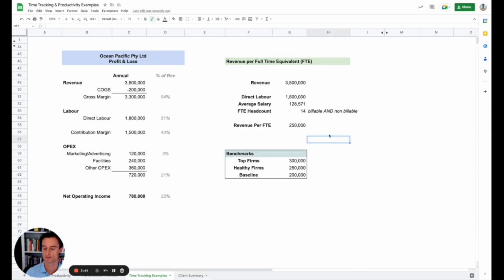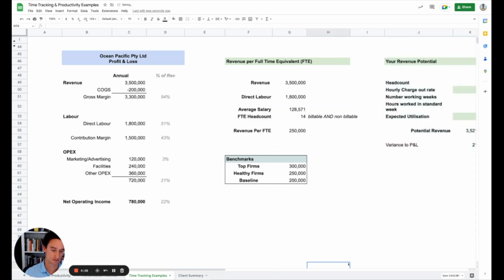So there's one metric. Now what I want to do is talk about how to improve that. So maybe you do this calc yourself and your revenue per full-time equivalent is not that. Say you've got 22 team members and your revenue per FTE is 160 grand. And you're like, uh-oh, how do we do that? We've got too many team members and don't have enough revenue.